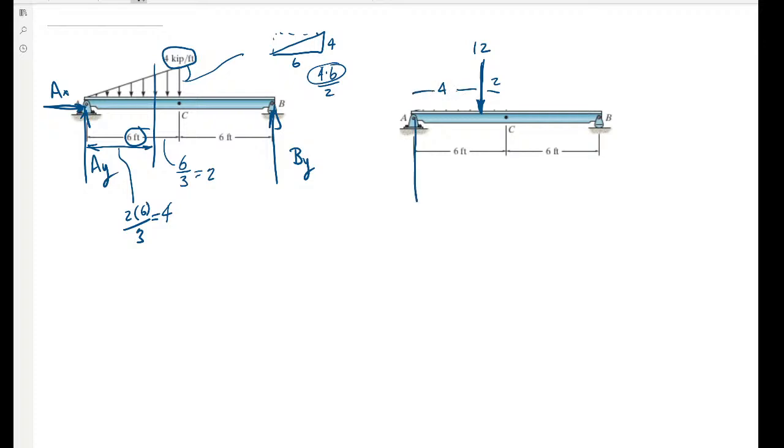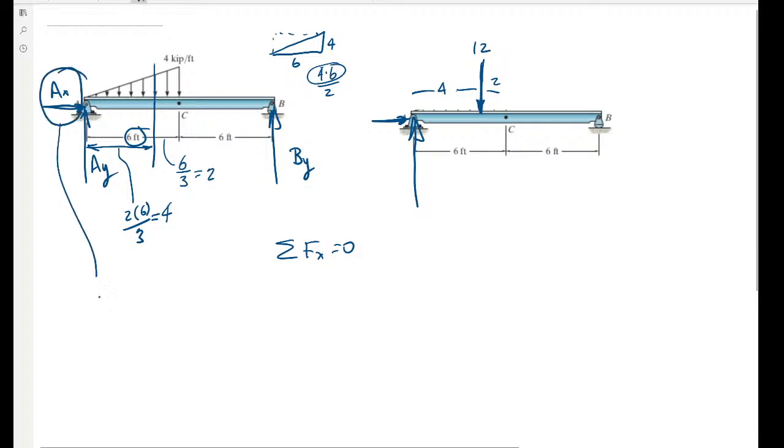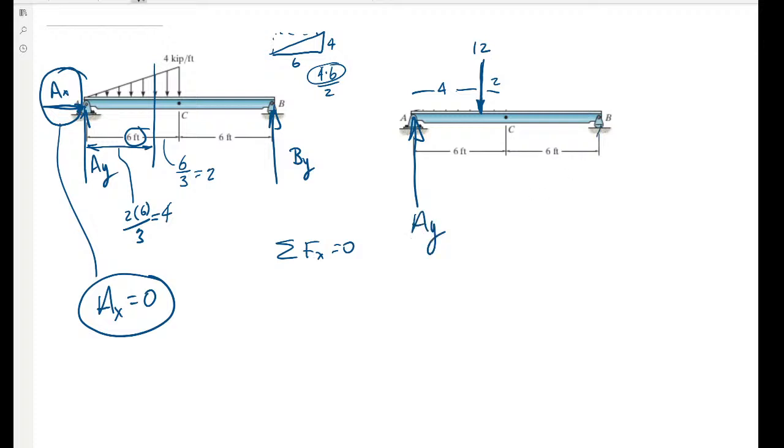If I want to know, well, first of all, I've got sum of the forces in the x equals 0. This doesn't produce a force in x, and nothing actually does produce a force in x, therefore there's nothing held here. So Ax equals 0 here. So I'm just going to take that off the drawing and list this as AY, list this as BY.